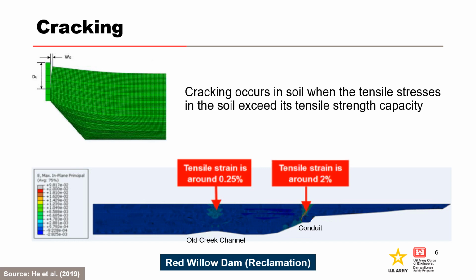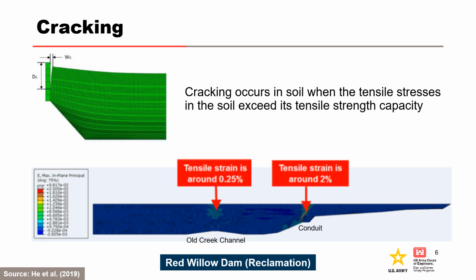After construction, the embankment continues to settle differentially, resulting in additional stresses and strains. These are inevitable and occur even for well-compacted dams. The figure at the top left illustrates how differential settlements may also result in gaps or cracks opening adjacent to spillway structures. At the bottom, Reclamation's Red Willow Dam experienced cracking over the old creek channel and over the conduit. It has since been upgraded with filters.